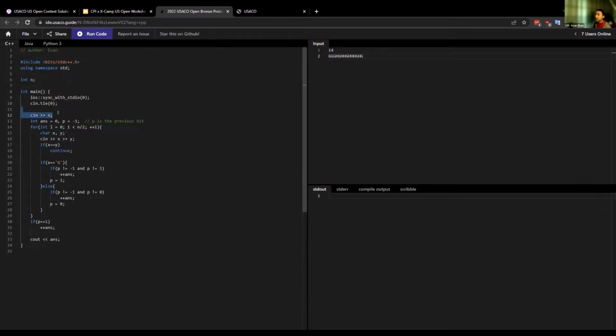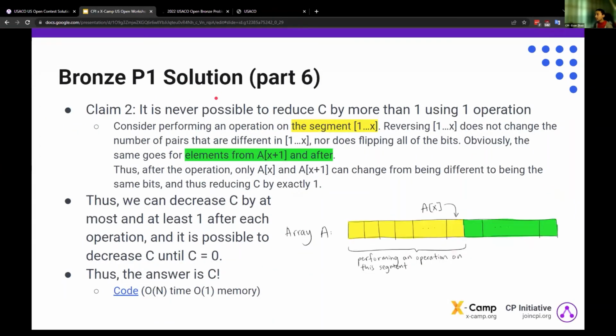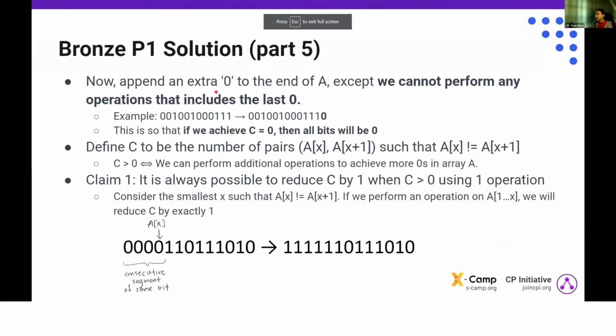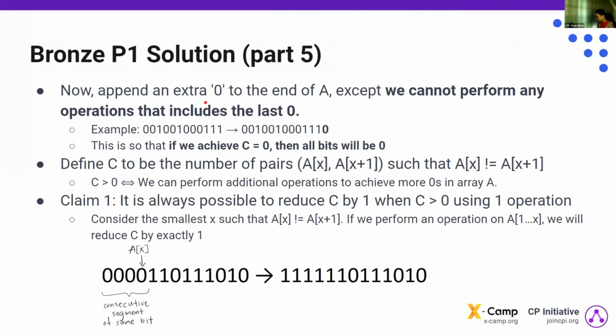We're going to first of all take an n, and we're going to let answer equal 0, the minimum number of operations, right? And p equals -1, so p is the previous bit. So for example, in our slide here, if we are looping through the array A, if we're right here, then p will be the previous bit, which is equal to 1 in this case.